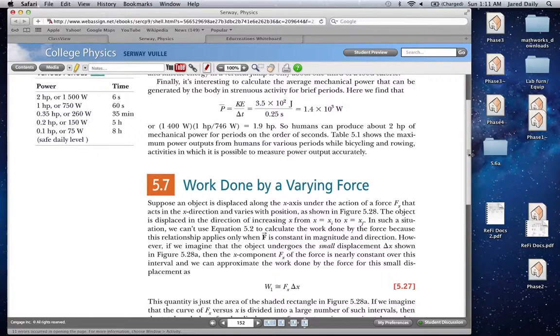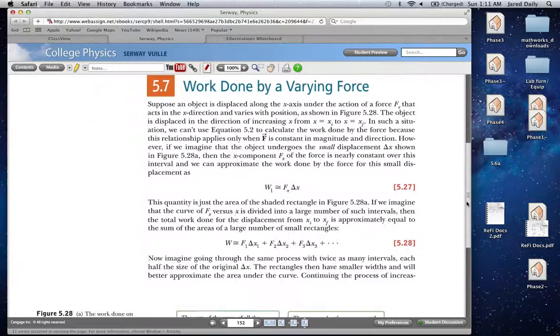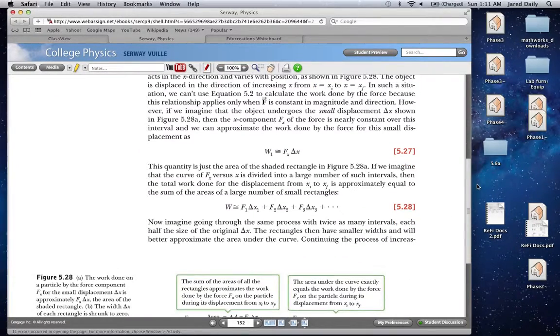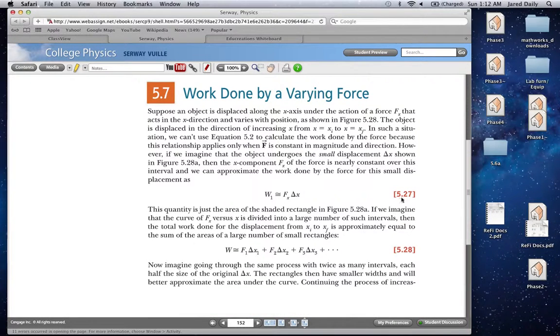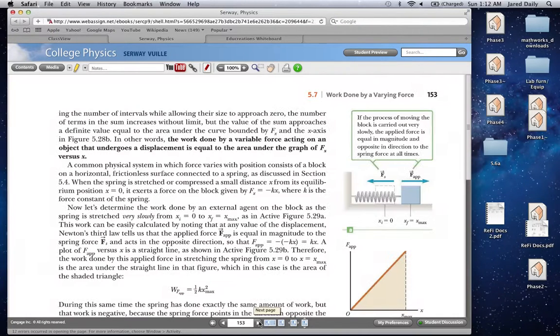Okay, so 5.7, work done by a varying force. What happens if the force is not constant? Well, we've seen things like this before. For example, the work that a spring does was a force that varied linearly. We start essentially adding up all the area underneath the curve of the force versus distance graph. And that's what they're showing here with the spring.